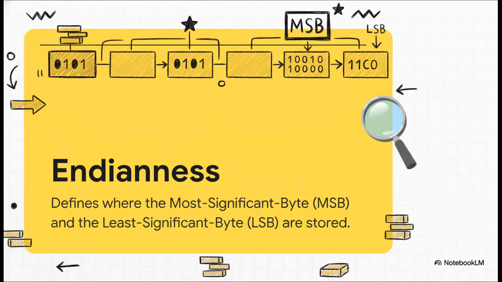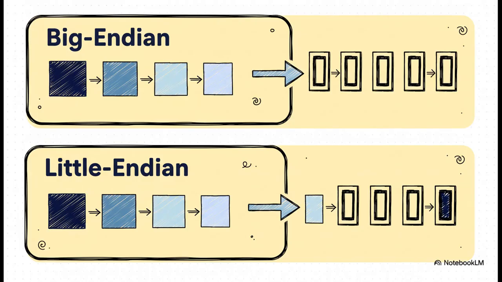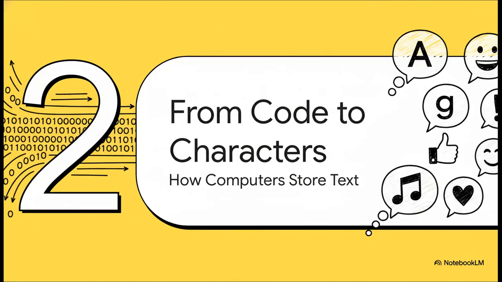But wait, there's another little wrinkle here. Hexadecimal makes it easy to read a single byte. But what about bigger numbers that take up multiple bytes? We need to know which order to read them in. And this concept is called endianness. See, different computer systems handle this differently. A big endian system stores the most significant part first. It's kind of how we read numbers. It feels natural. But a little endian system flips it, storing the least significant part first. Both are totally valid, but you absolutely have to know which system you're dealing with, or the data will be completely scrambled.